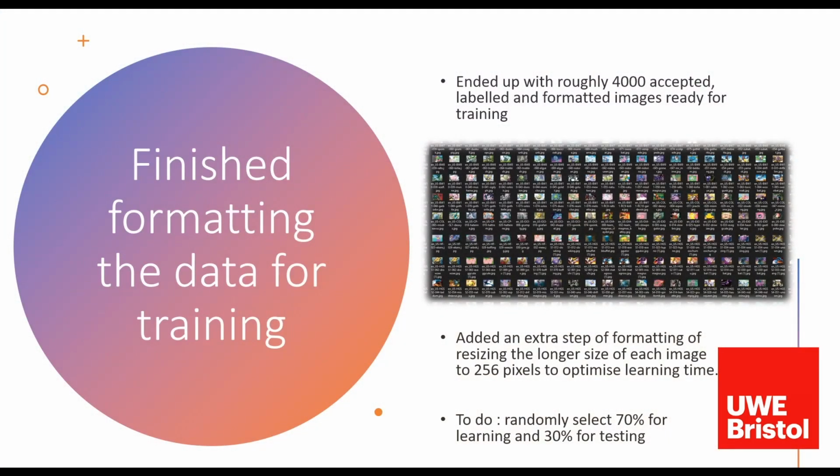I also finished formatting all of this data. So from that 9,500 images that were gathered, 4,000 of them have been accepted by my standards that I set out from last week's presentation, and these have all been labeled and formatted to be the correct size, and all having only the images, not the whole card, which did take a little bit longer than I expected, but it is all done now. I also added an extra step of formatting each of the images to be no larger than 256 pixels based on the longer side of the image.